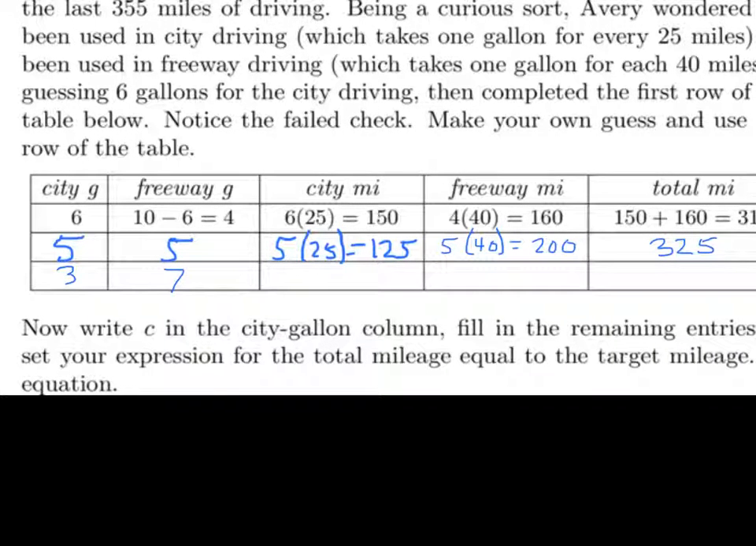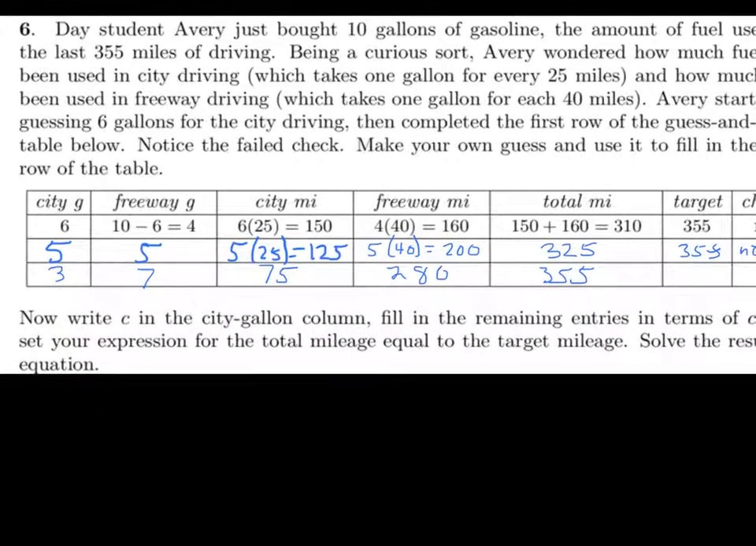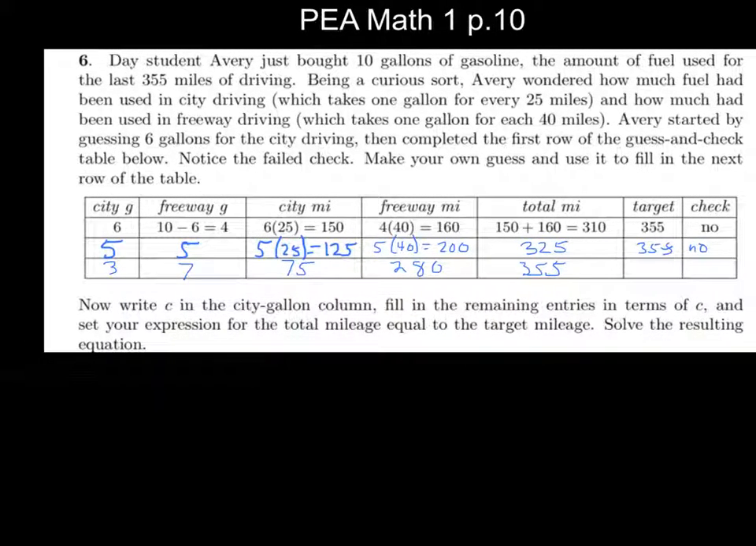So 3 times 25, which would be 75. And notice how now I know what I'm doing. I have that in my head, so I can just write the total city miles right there. Freeway miles would be 7 times 40, which is 280. And that is 355. And that worked. So does that make sense how they did that? So now we know she drove 3 gallons in the city, 7 gallons on the freeway.